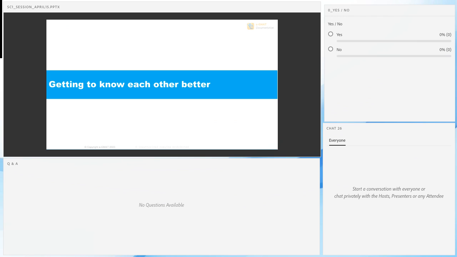Now, we're going to talk a little bit about you, and the rest of the session will be geared around what you need in order to attain that 90th percentile in SC.